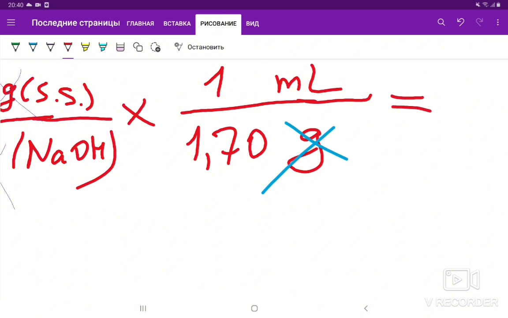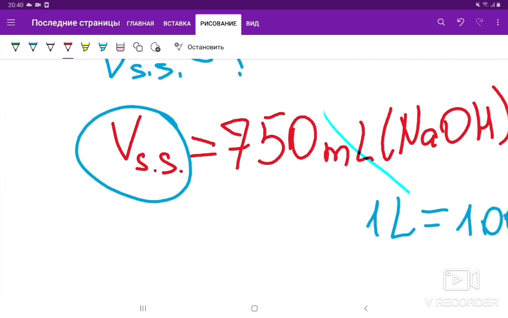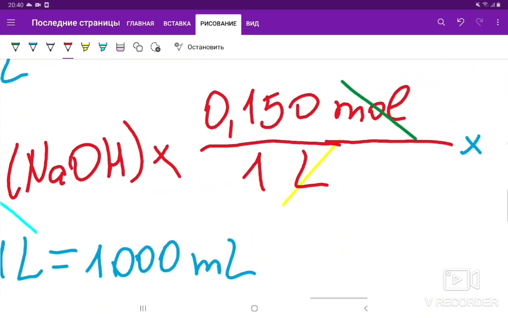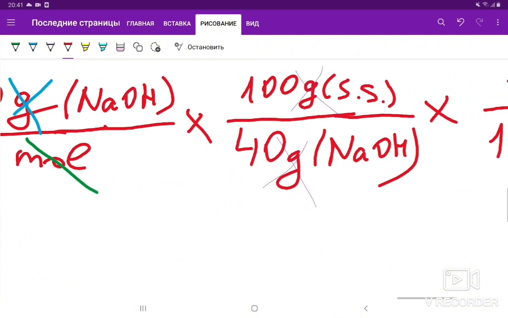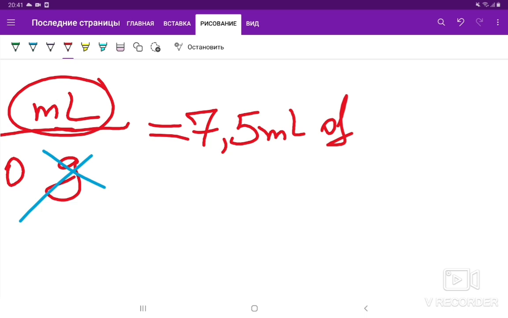Let's see. So as you see, I will return it back. As you see, when we pay attention on this, all the units cancel each other. So you have to write the multiplication of this fraction in such a way that when the units cancel each other, at the end we get the desired unit. Finally, if we do this calculation, the answer will be 7.5 milliliters of stock solution. I will write SS, stock solution.